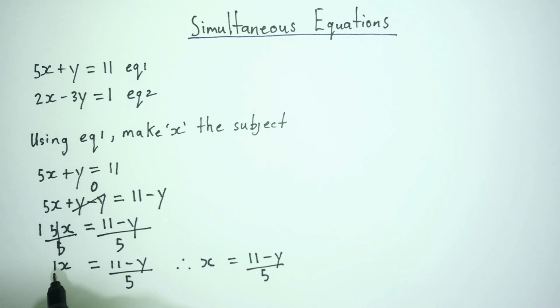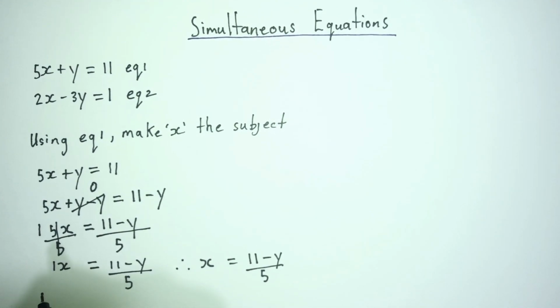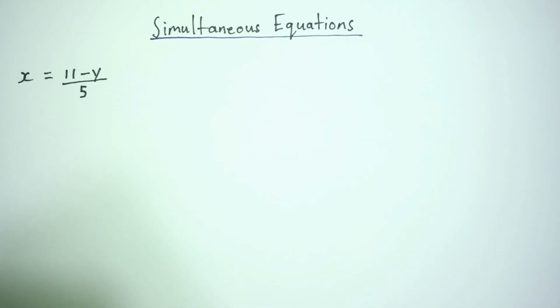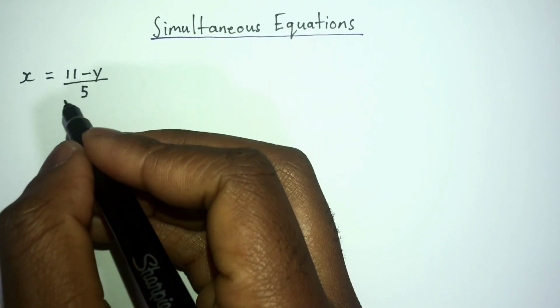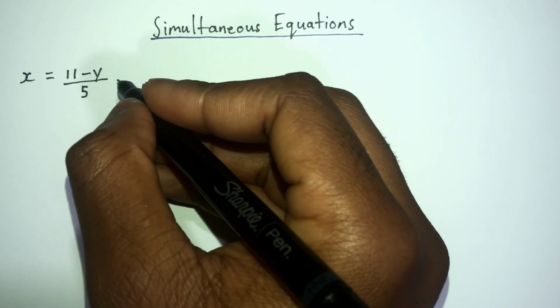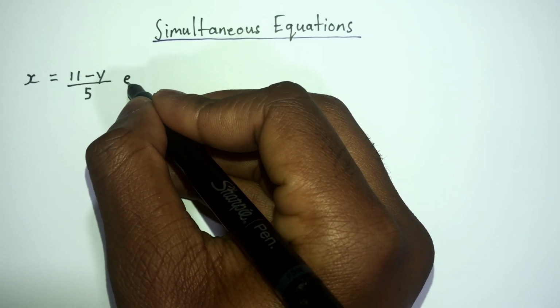So this 1 times x, we know that 1 times any number is the number itself. And in this case, x represents a number. x is a variable which represents a number, and 1 times any number is the number itself. Therefore 1 times x equals x. So our x equals 11 minus y all over 5. We're going to label this as equation 3.